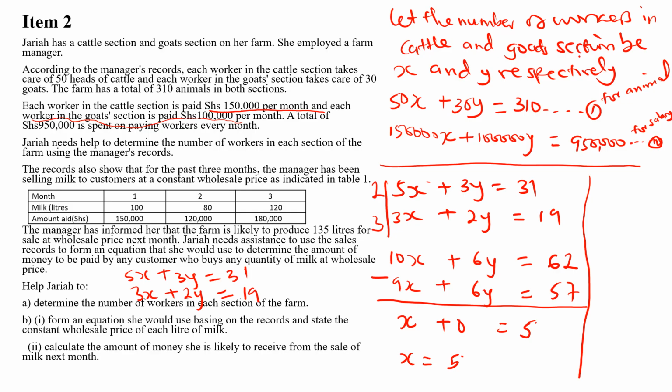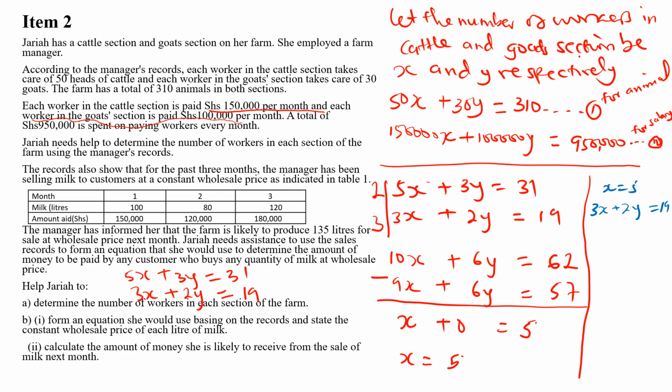Here my equation is 5x, maybe let me use this one. After getting the value of one variable, use any of those two equations to get the value of the second variable. Now, you can use this simpler one. Come here and you say 3x plus 2y is equal to 19. But I have my x as 5. X is equal to 5.